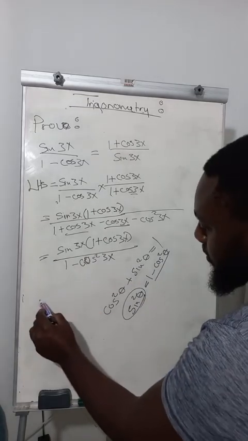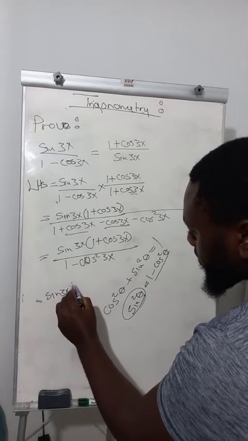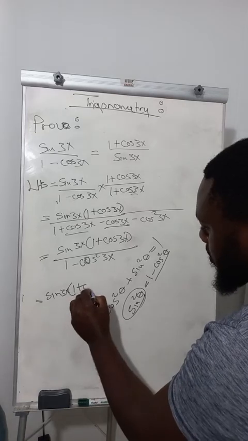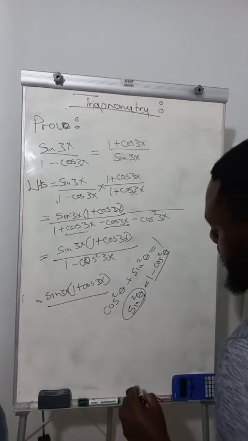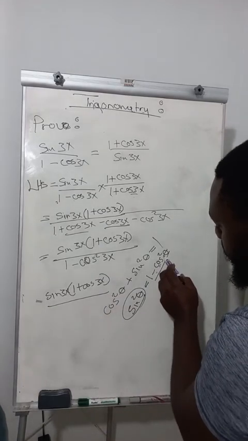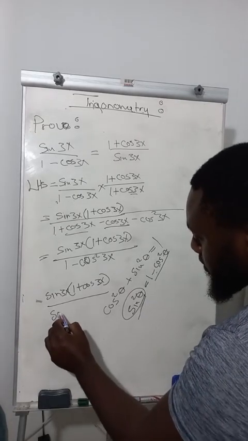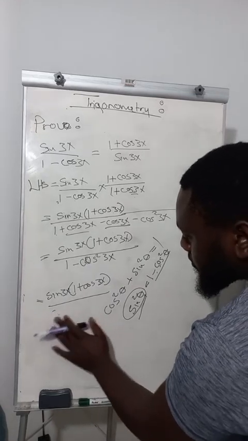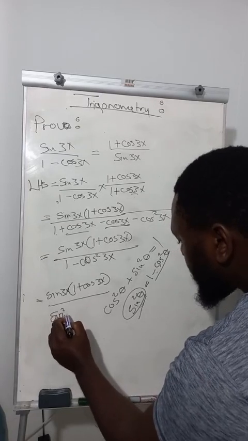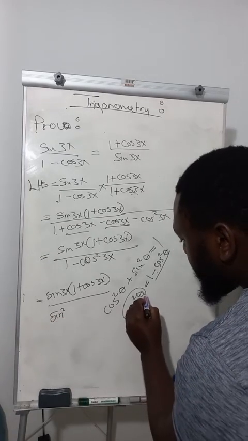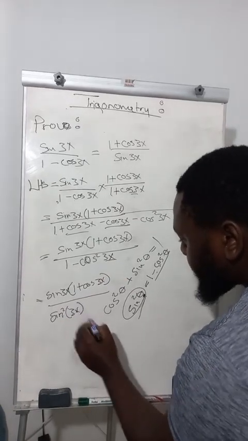So in this case it will say sine 3x, open bracket, 1 plus cos 3x, then all divided by what? I said where there is 1 minus cos squared theta, you're going to write sine squared, right? So you'll have sine squared. Where there is theta, you'll replace it with this 3x. So you'll have 3x here.